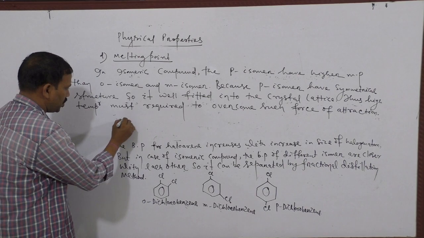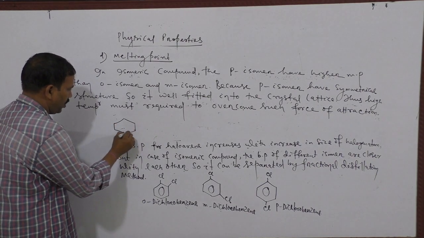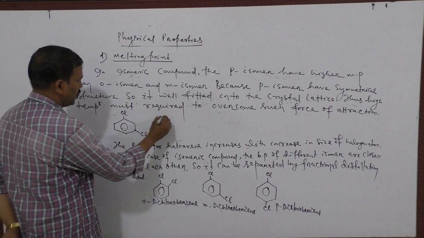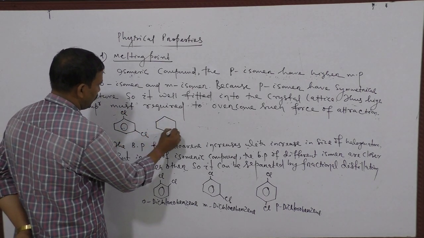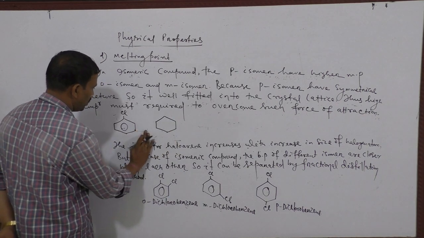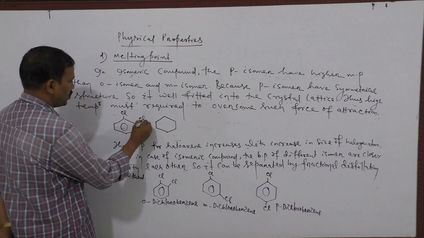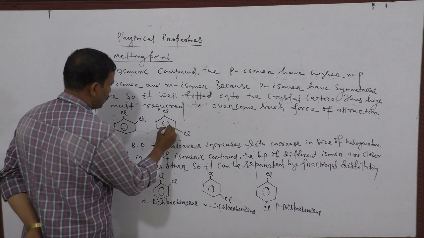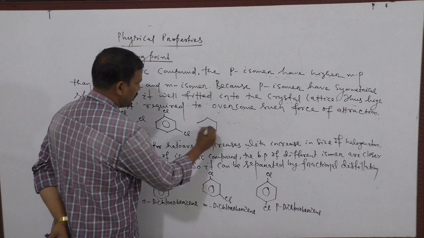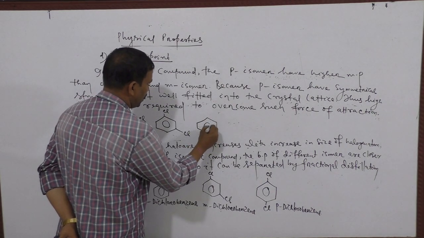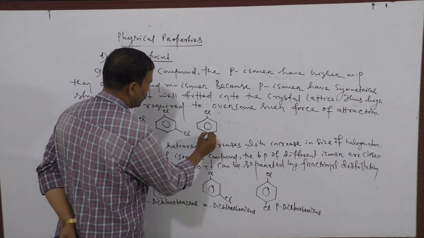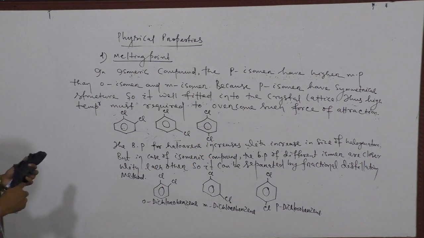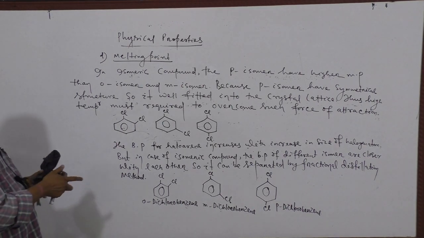Now let us see the structure. This is known as ortho isomer. This is known as meta isomer, and this is known as para isomer. Now para isomer can have symmetrical structure.